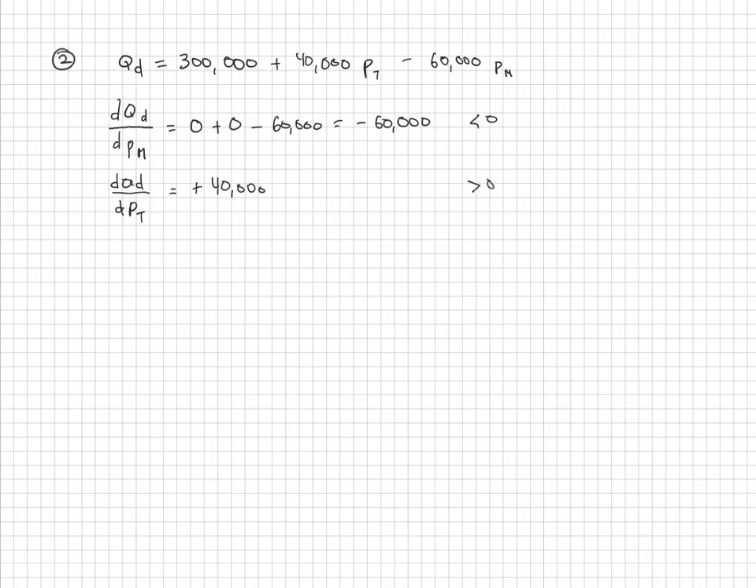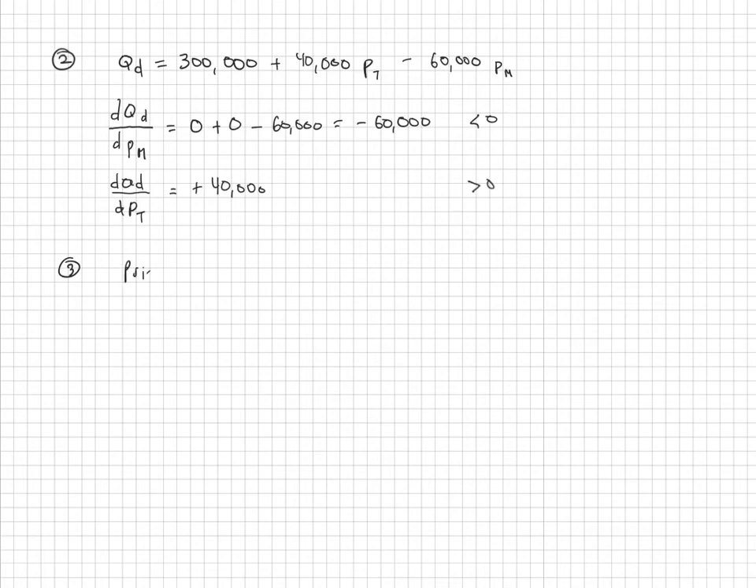Basically what we're saying here is that if the price of metros increases, the quantity demanded for metros will go down. That is, we have a downward sloping demand curve. And we're also saying that when the price of taxis increases, quantity demanded for metros increases, so taxis and metros are substitutes.